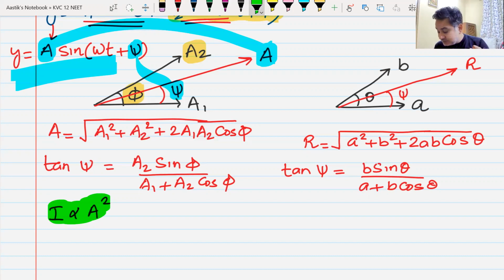So many times, they will ask you, what is the resultant, not amplitude, but resultant intensity? Now, how do I find the resultant intensity? If I call the intensity of the final wave I, what will be the formula of I in terms of I1 and I2? I wrote the formula of amplitude A in terms of A1 and A2. Can you tell me the formula of I in terms of I1 and I2?